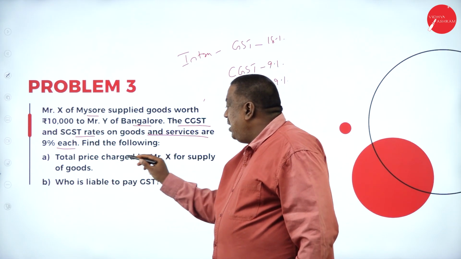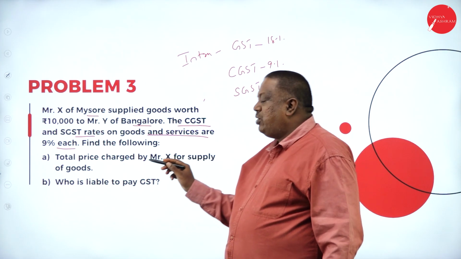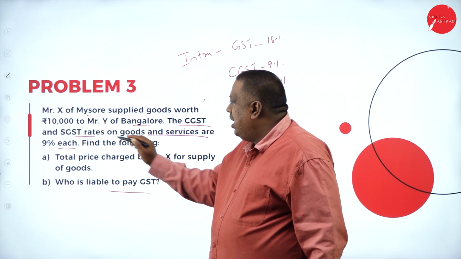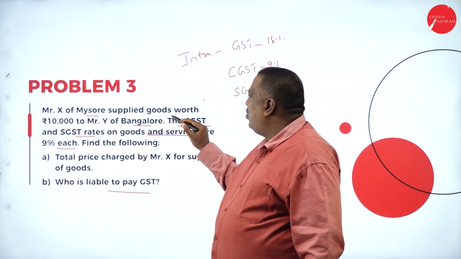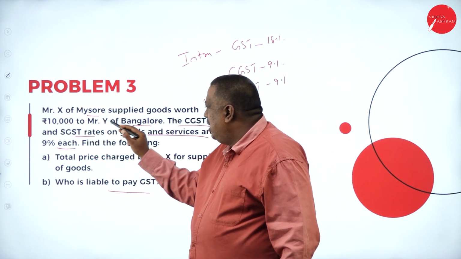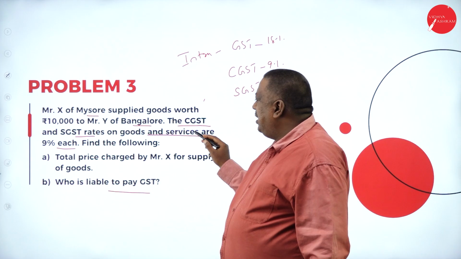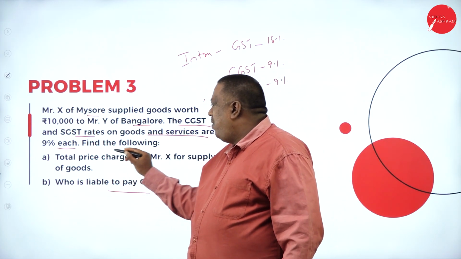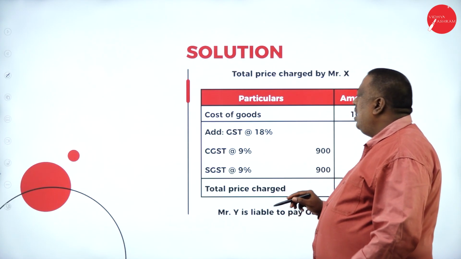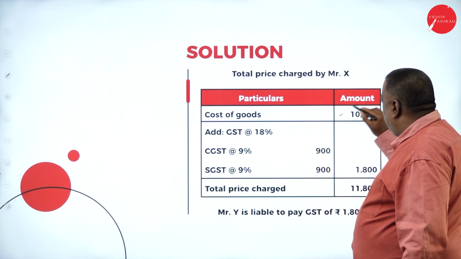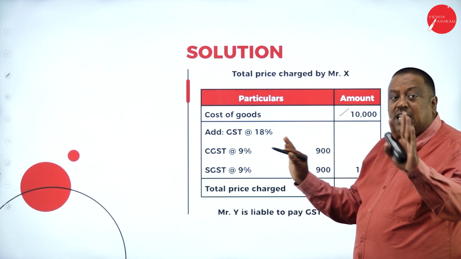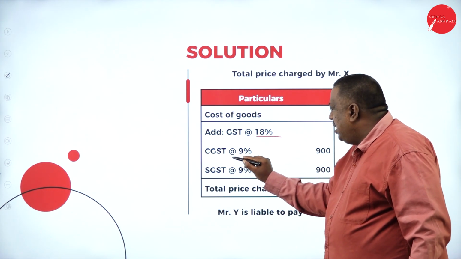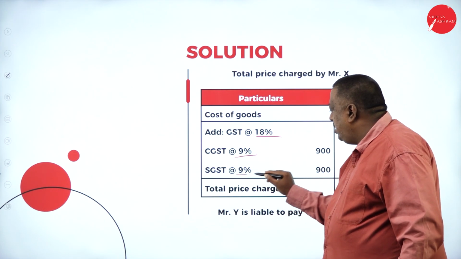Now, total price charged by Mr. X for supply of goods I have to calculate, and even we have to calculate who is liable to pay GST. Mr. X of Mysuru supplied goods worth rupees 10,000 to Mr. Y of Bangalore. The CGST and SGST rates on goods and services are 9% each. Find the following. See here. What is the goods value? 10,000. They're not given any discount here. So now on 10,000, 18%, that is nothing but CGST at 9%, SGST 9%.